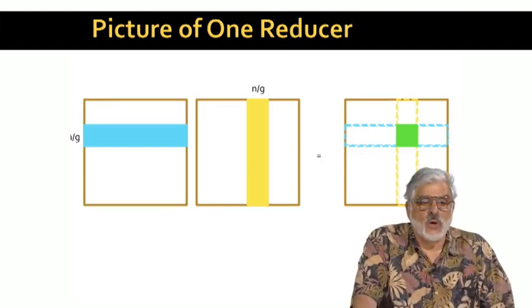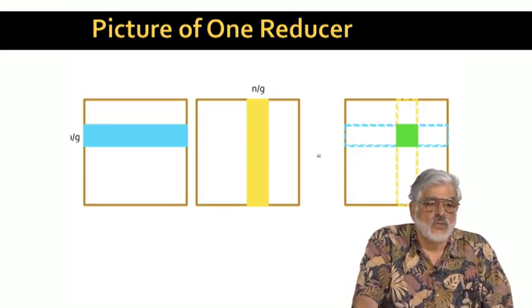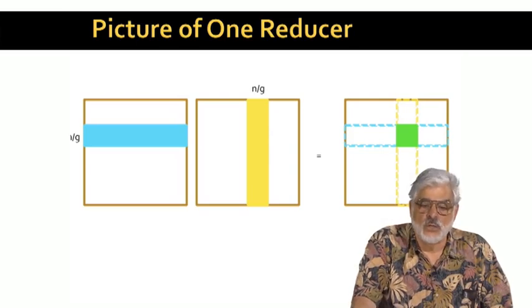Here's a picture of what one reducer does. It gets a group of rows, the blue, and a group of columns, the yellow. With these rows and columns, it is capable of computing a little square of the output matrix shown in green. To compute the entire output, you need G squared reducers, each one covering one of the little squares of the output and needing an entire group of rows and a group of columns as input.